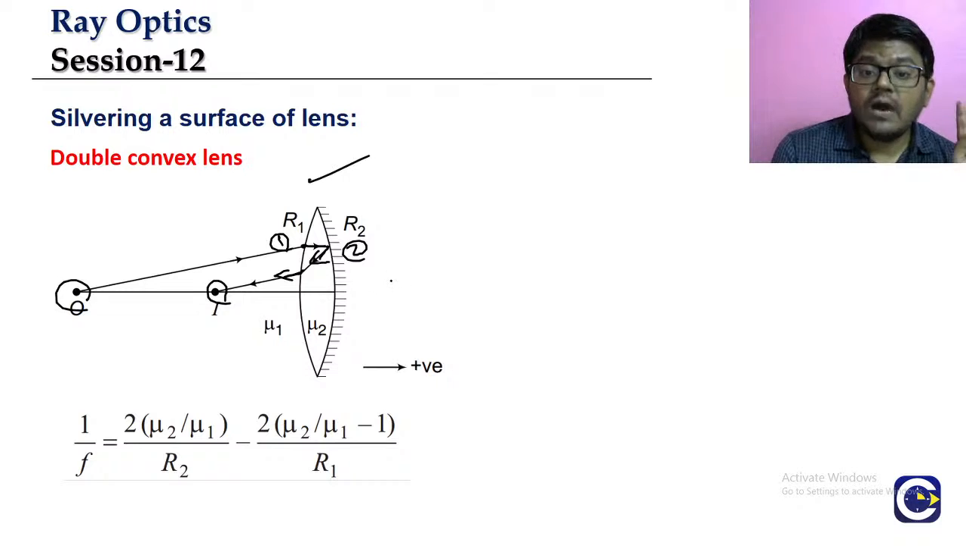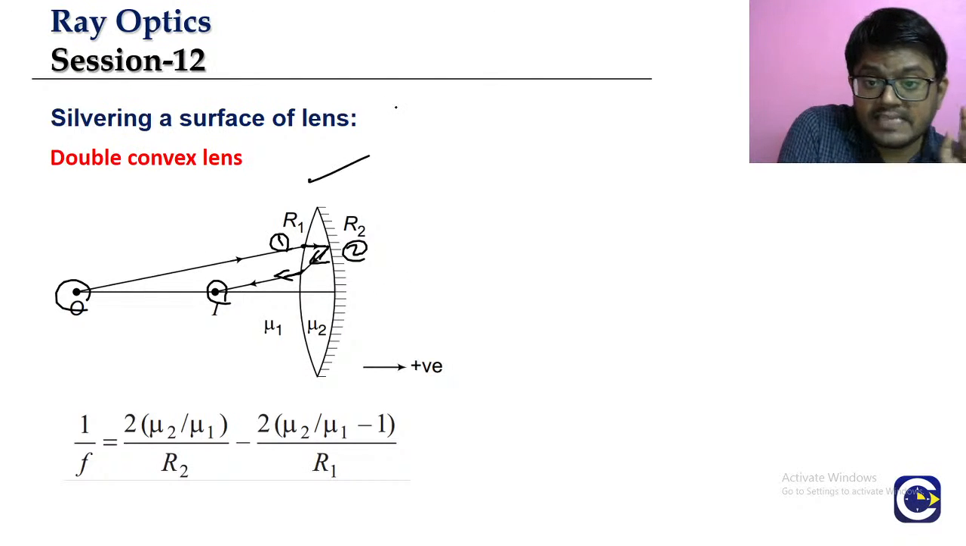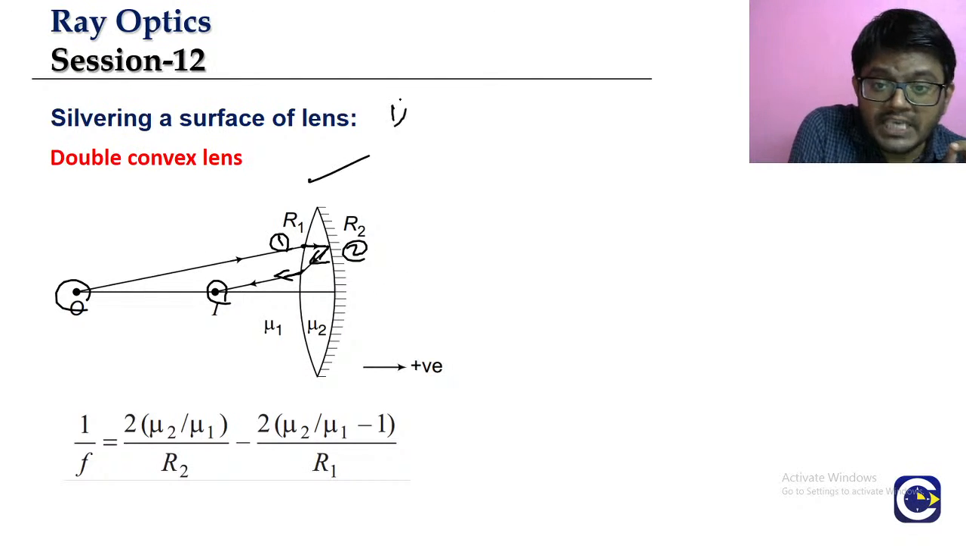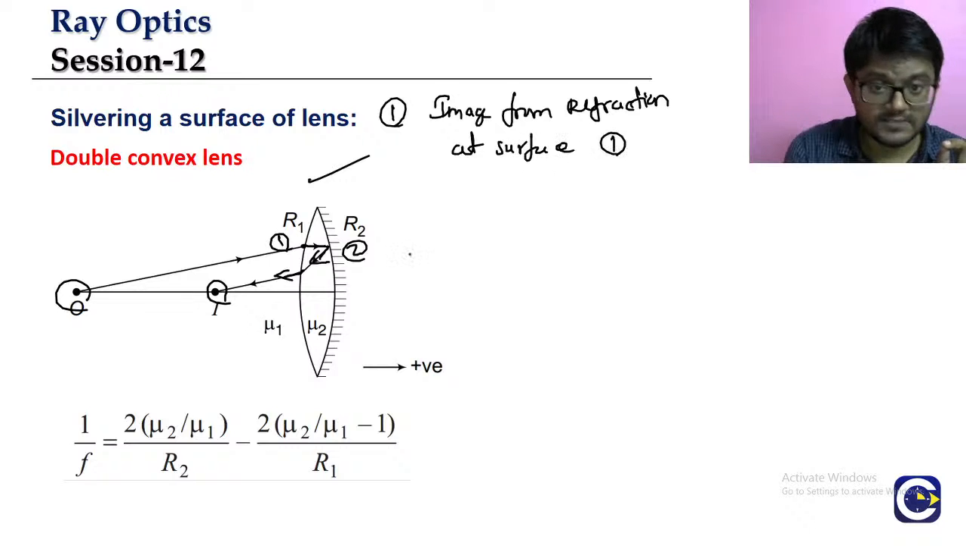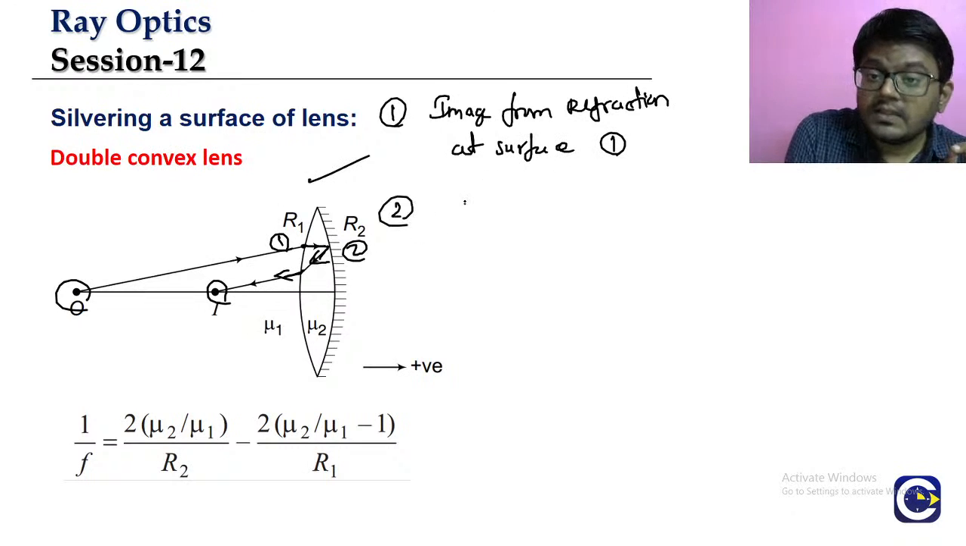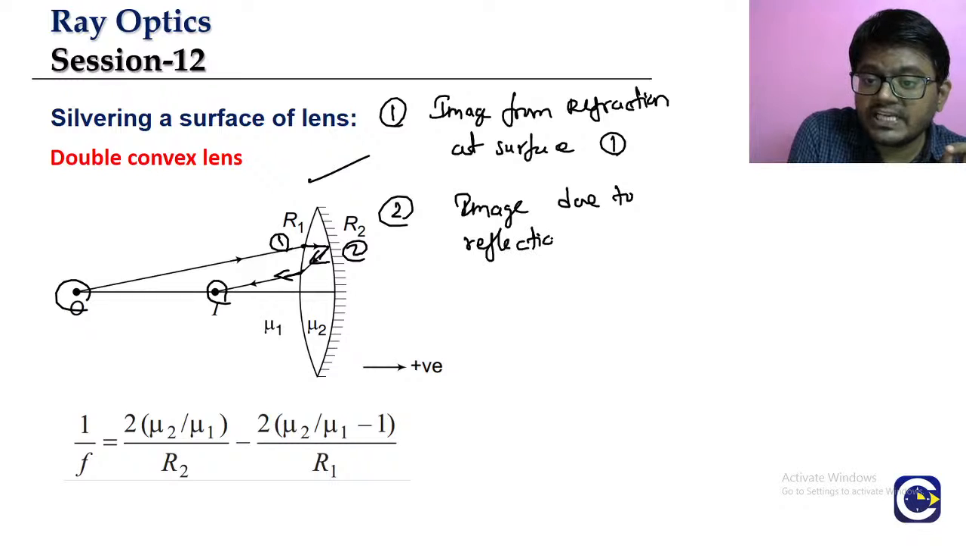So we have to understand carefully, we have to take the image from refraction at surface 1. Then we have to take the image due to reflection at surface 2.